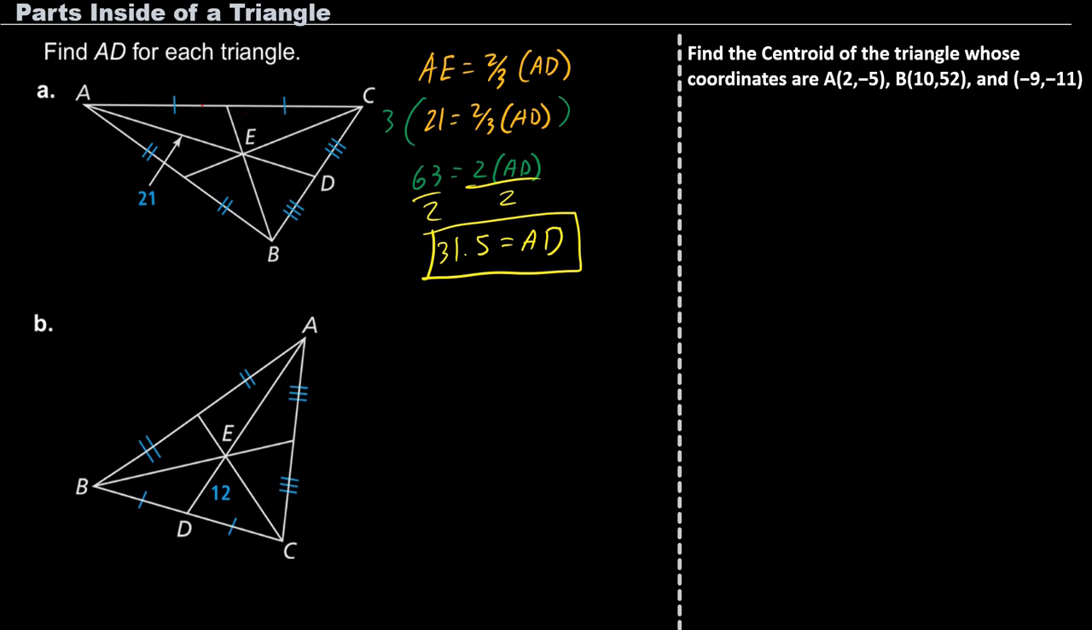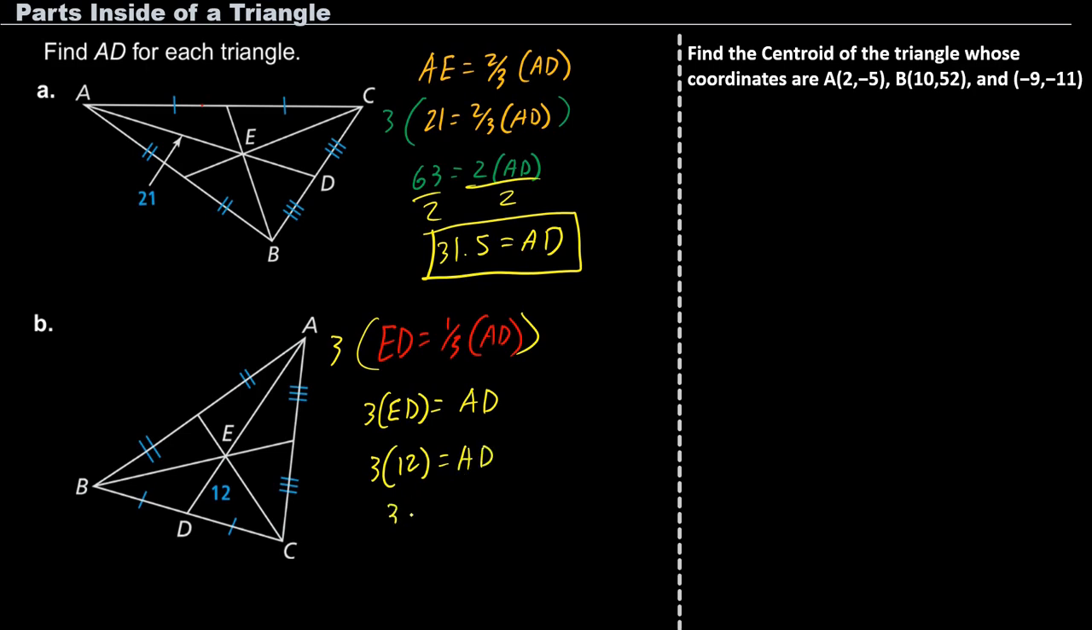If we look at the second one, we're going to find AD as well. Well, we have the smallest length, the length that is 1/3 of the whole segment. So ED is equal to 1/3 times AD. And just like our last problem, if we multiply through the whole thing by a 3, 3 times ED is equal to 3 times a third cancels out, is equal to just AD. Well, I know what ED is, so 3 times 12 is equal to AD. So 36 is the length that I'm looking for.